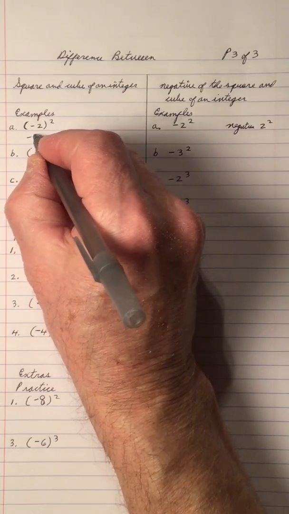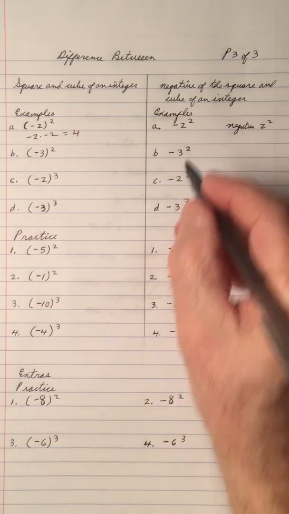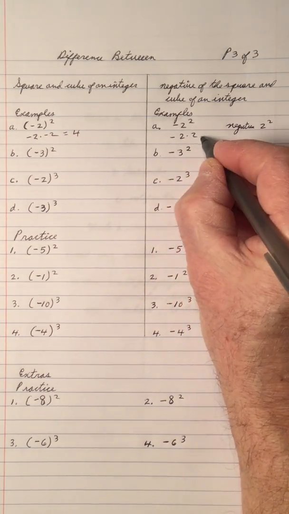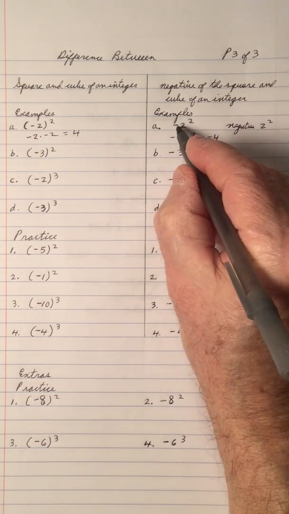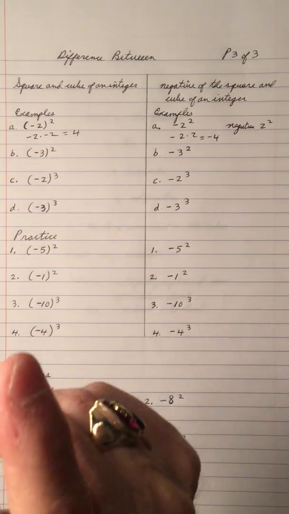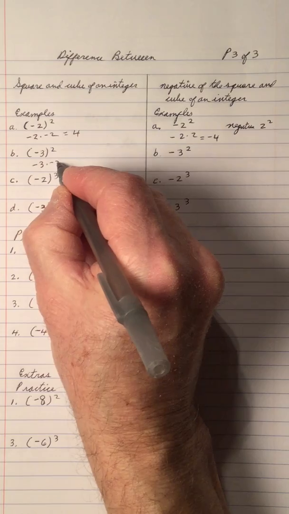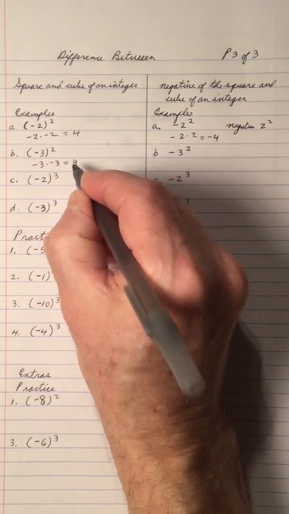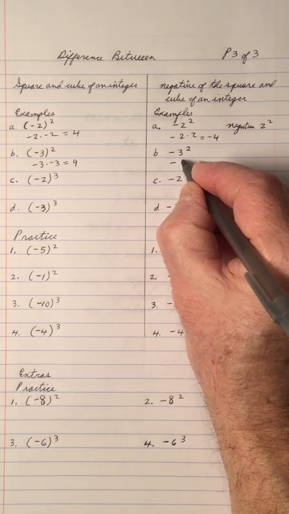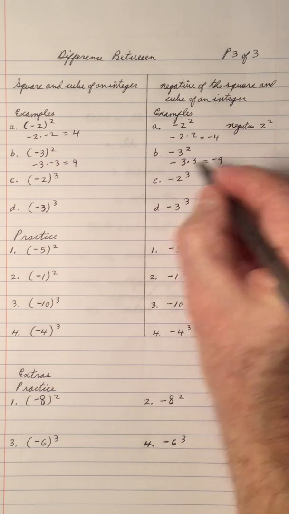So A is negative 2 times negative 2, which is 4. But over here, it's the negative of 2 times 2, and that gives you negative 4. So this is a negative because the 2 is not squaring the negative. Be careful. Negative 3 in brackets squared is negative 3 times negative 3, and that's a 9. But over here, notice, it's the negative of 3 times 3, which is negative 9.